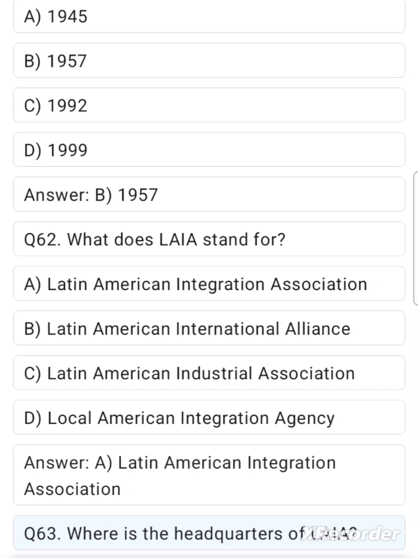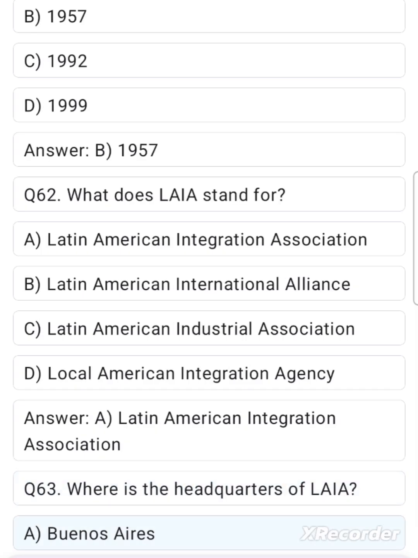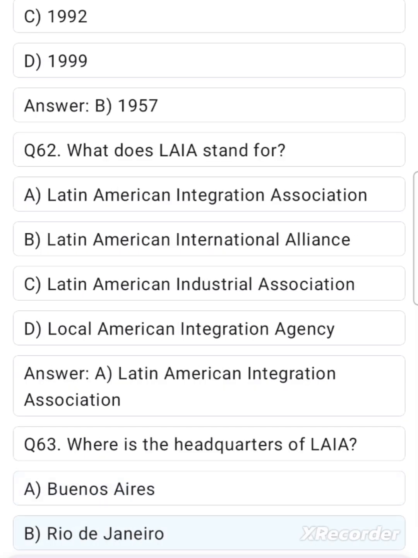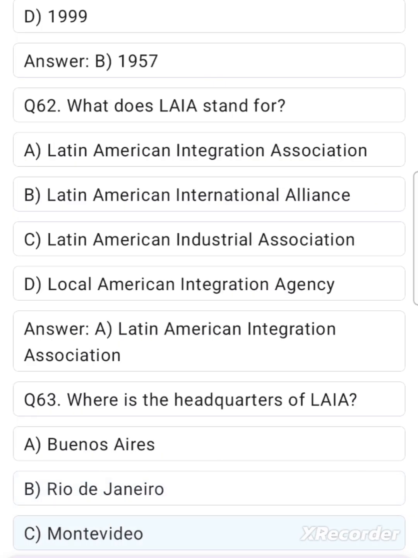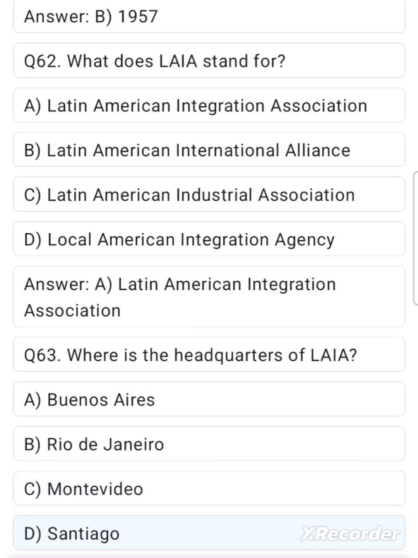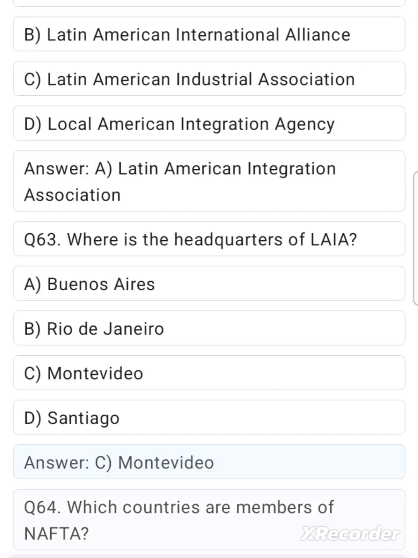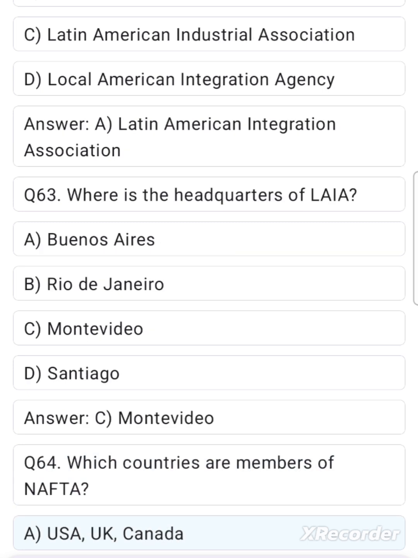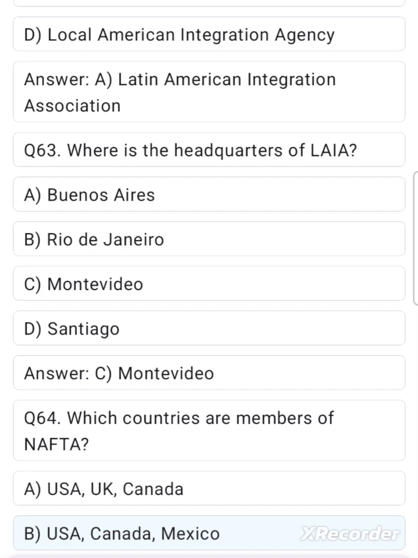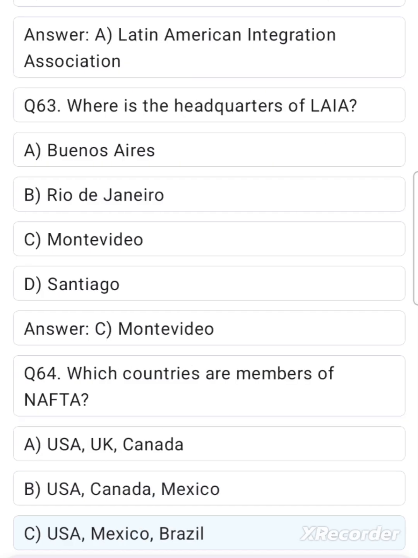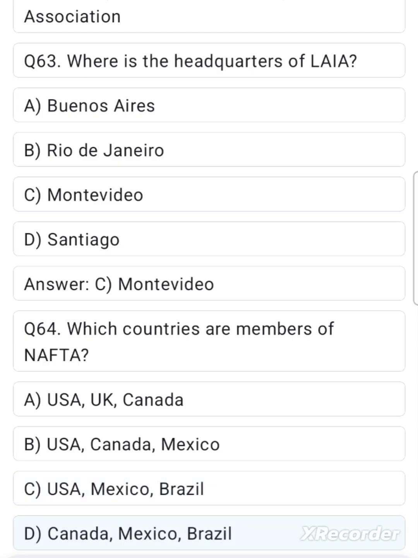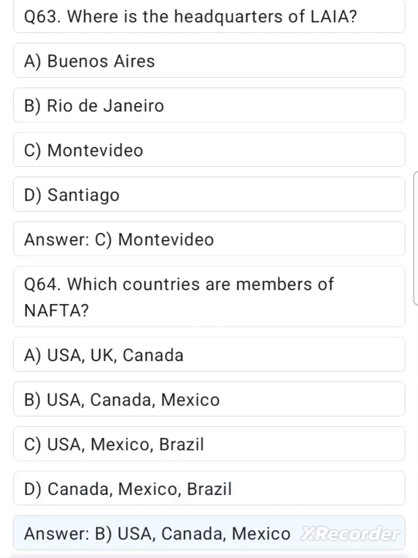Q63. Where is the headquarters of LAIA? A. Buenos Aires. B. Rio de Janeiro. C. Montevideo. D. Santiago. Answer: C. Montevideo. Q64. Which countries are members of NAFTA? A. USA, UK, Canada. B. USA, Canada, Mexico. C. USA, Mexico, Brazil. D. Canada, Mexico, Brazil. Answer: B.